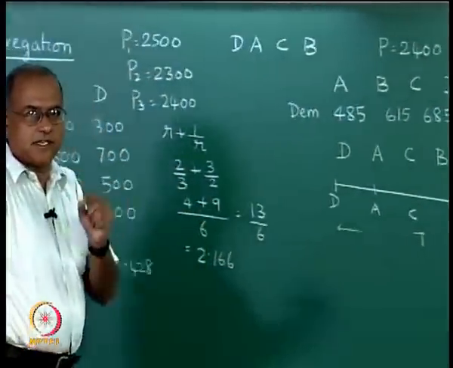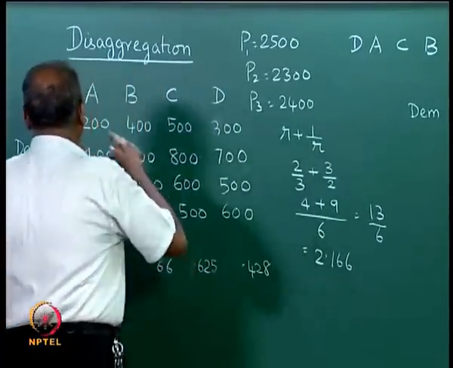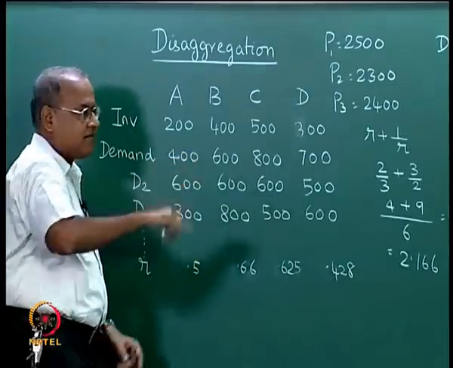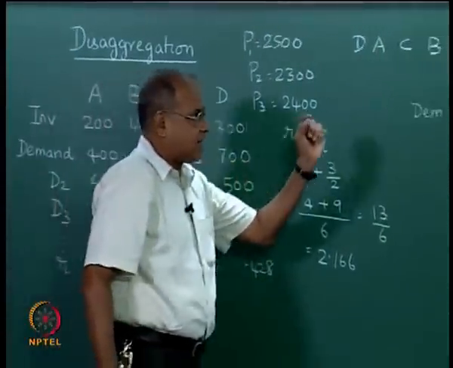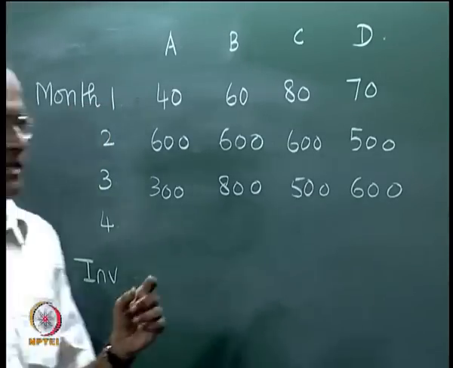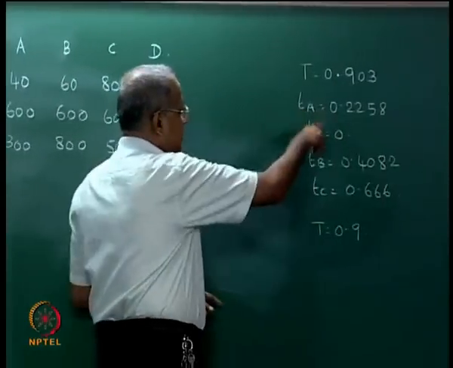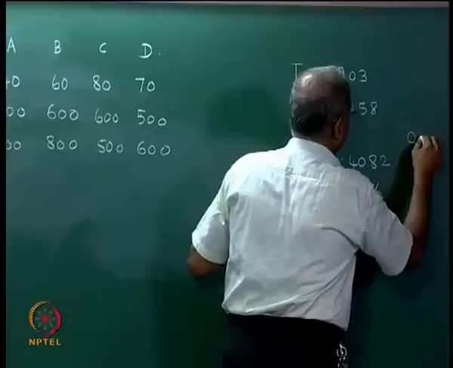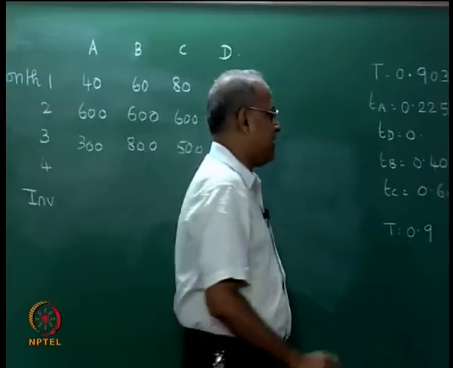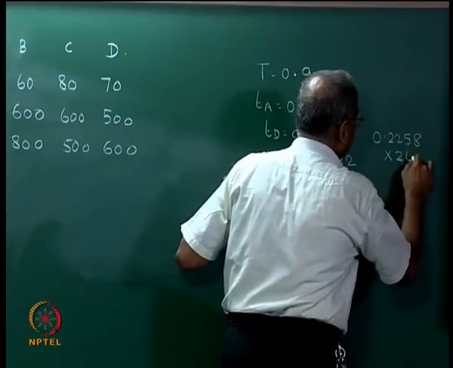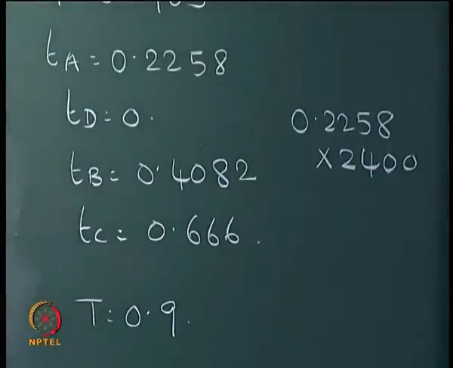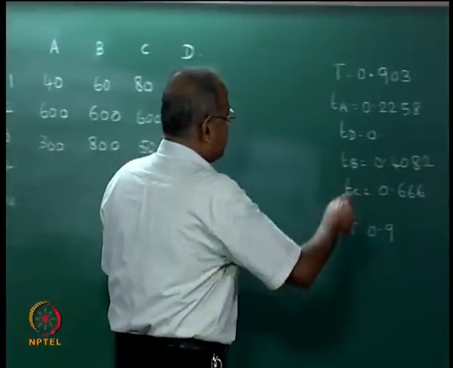Now, that inventory position would depend on the initial inventory plus the production less the demand, which will be the final inventory. I will just show the computation for the item D that we would be doing first. So, D is produced for a period of 0.2258 months. So, total production of D will be 0.2258 into 2400.